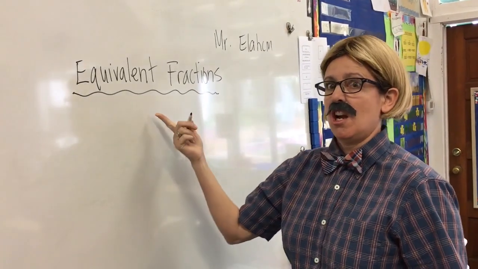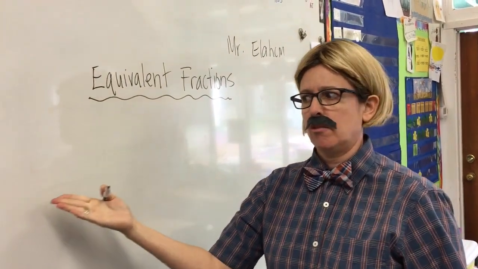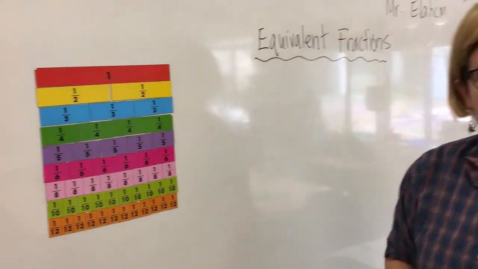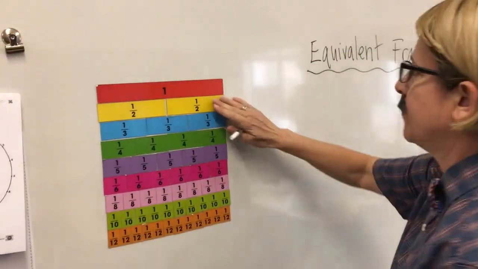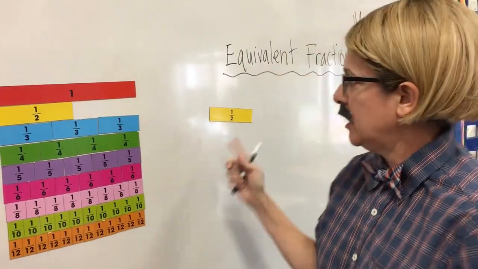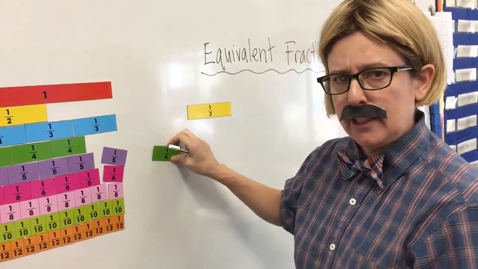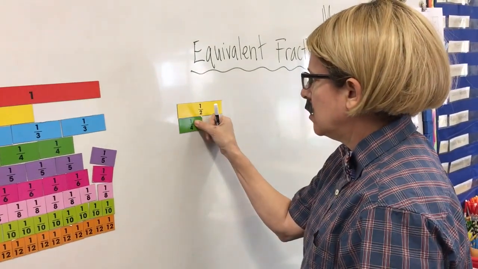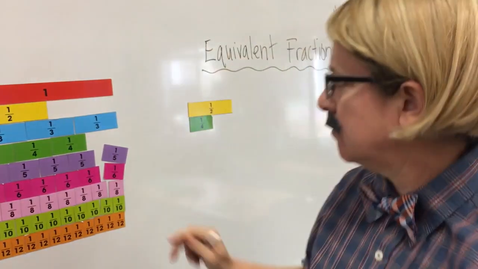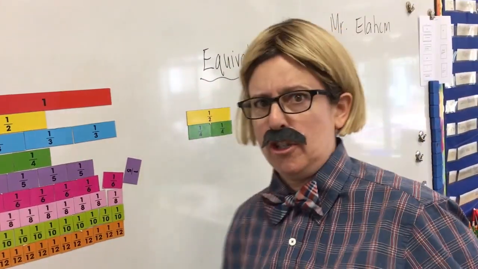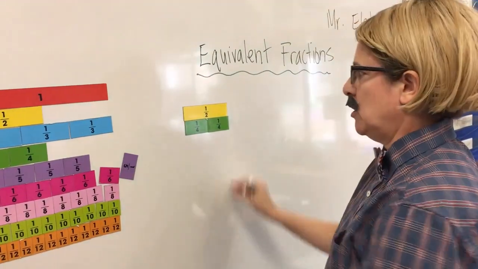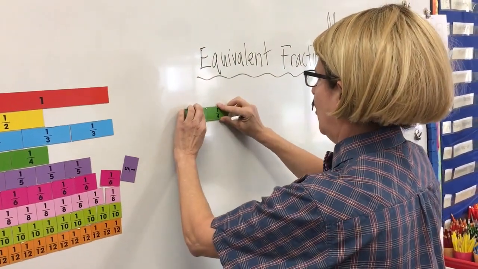Well, as you can see, I have written today's lesson on the board. Look over this way and you will see a lot of fractions. Do you see them? Today we're going to talk about fractions that are simply the same. That means they are the same size. Watch this. This fraction is 1/2, and I can put some other fractions on it that will be the same. Are those the same? No. Are these the same? Yes, they are the same. I can put them right on top of this. Look at that. They are the same.